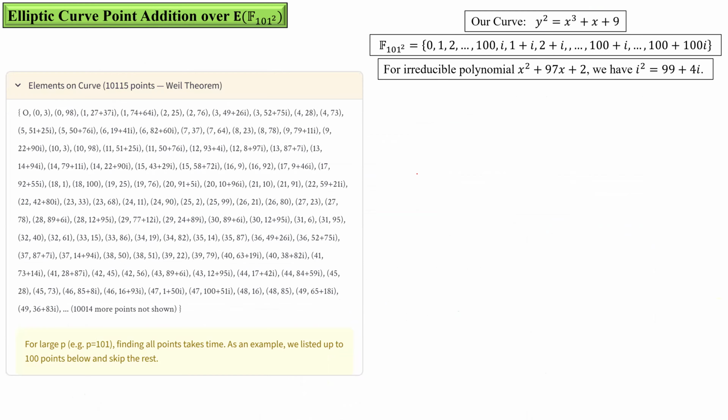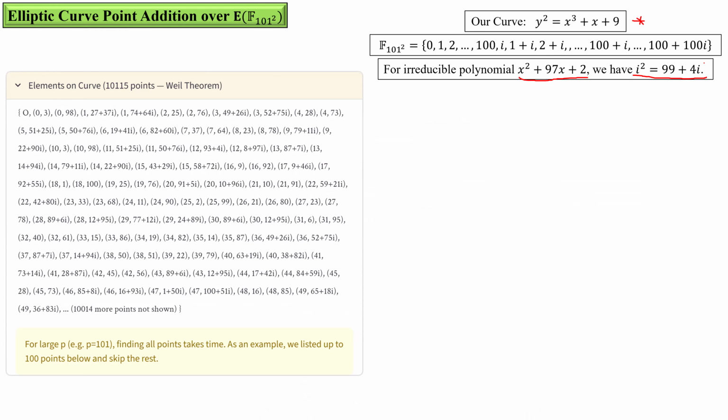Okay, so now we want to discuss the addition over this extension field. So the curve again is y to the power of 2 equals x to the power of 3 plus x plus 9. The extension field is F sub 101 squared, and the irreducible polynomial is x to the power of 2 plus 97x plus 2, which gives i squared equals 99 plus 4i.